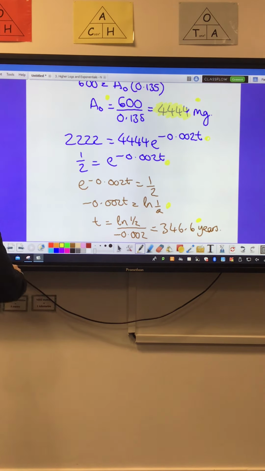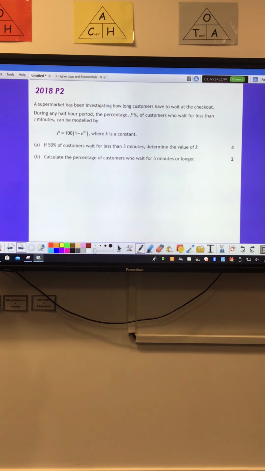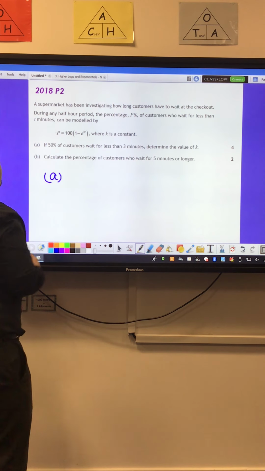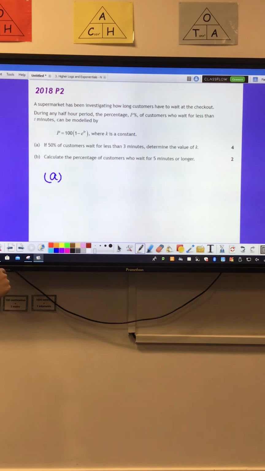Okay, we've got one more to do, and it's from 2018. A supermarket has been investigating how long customers have to wait at checkout. We've got this equation here, not as nice as it's been. So we'll have a look. Part A: if 50% of customers wait for less than 3 minutes, determine the value of K.